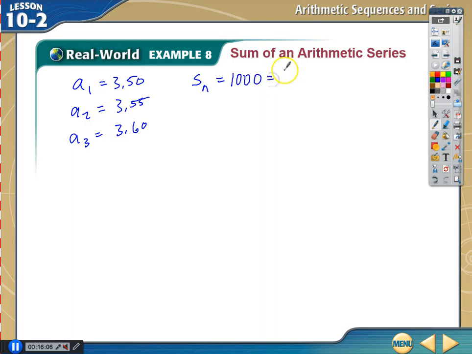The formula says n over 2, again, I don't know what that is, times, okay, a sub 1, well, I know what a sub 1 is, so that's 350, plus, and then I got to go and do the next one. Well, what's the next one going to be? It's supposed to be 2 times 350, plus n minus 1. Again, I don't know what n is, times my common difference. Well, what's my common difference between these two? And these two is 0.05. So this is 0.05.